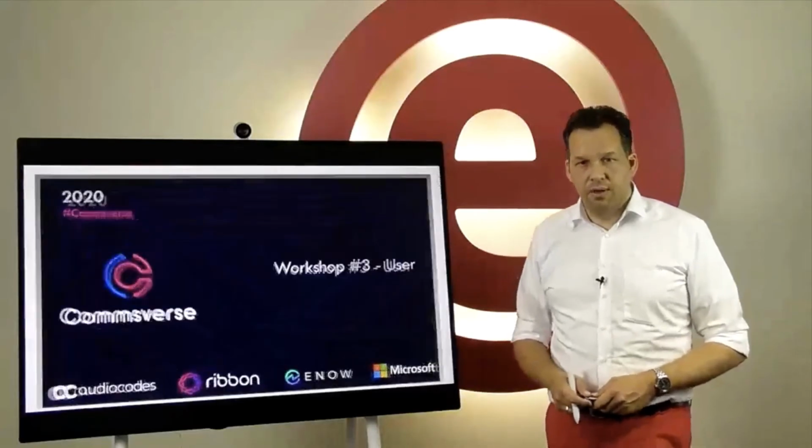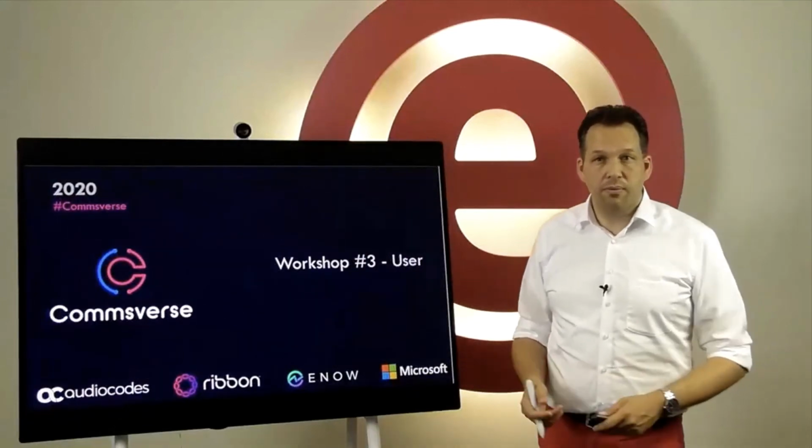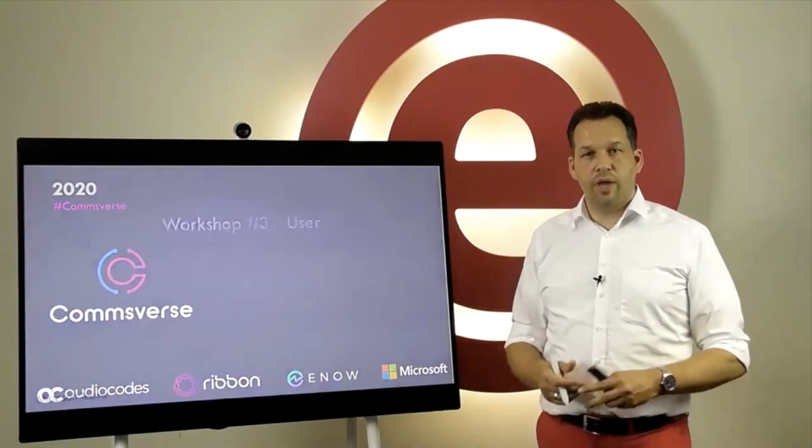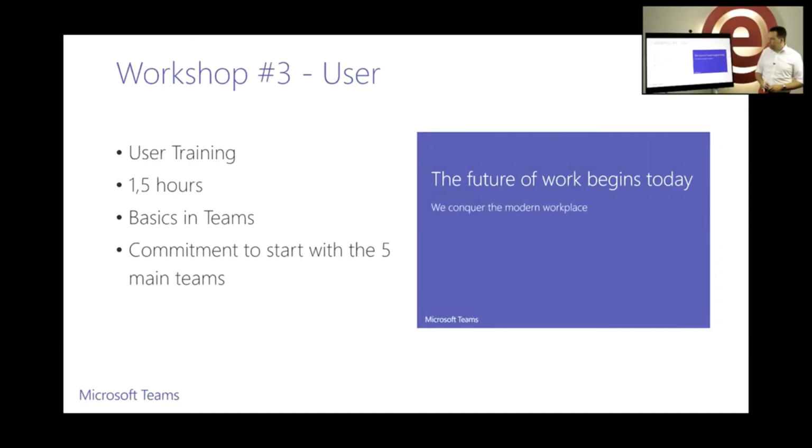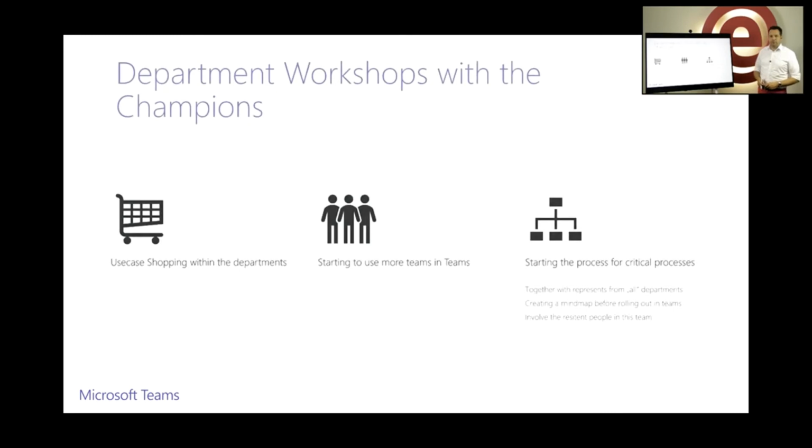Okay, so the next thing is the workshop, where we talk to the users, and we have committed ourselves to five main points and five main teams. This user training will be about 1.5 or 2 hours, where we show the basics in Teams, and we talk about the commitment to start with these five main teams, just to encourage the people to use it, and also to see how the usage is at the start. Of course, later we are doing more on this.